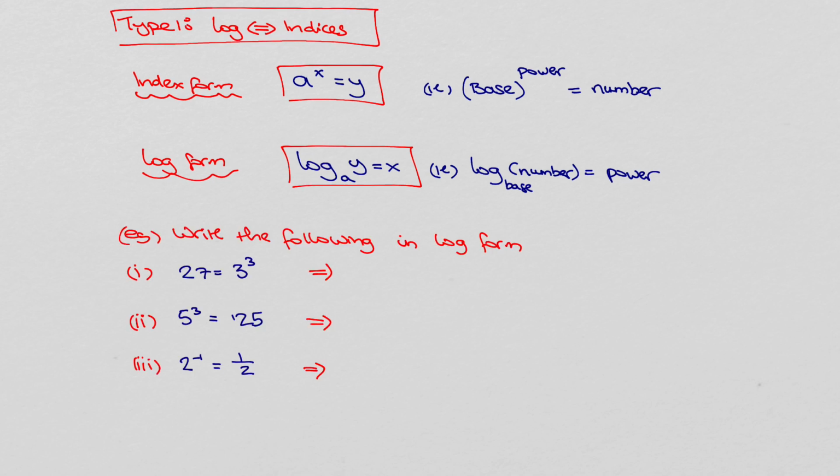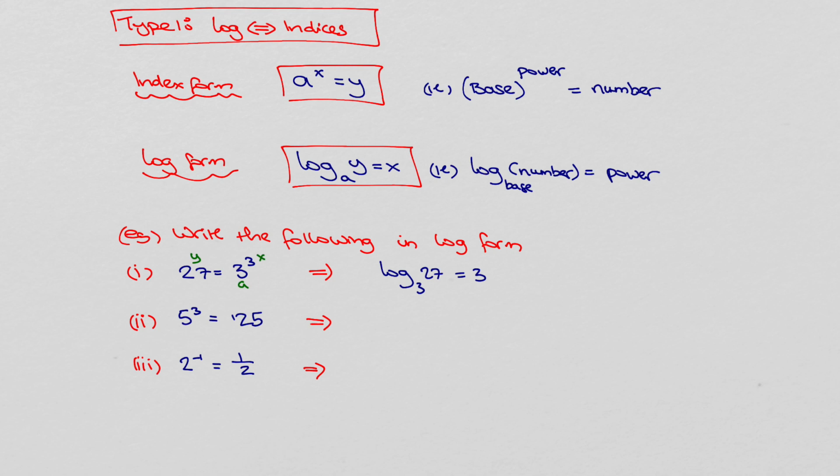With our three examples, we're going to write 27 equals 3 cubed in log form, 5 cubed equals 125 in log form, and 2 to the minus 1 equals a half in log form. I'm going to write the letter a. We write a to the power of x equals y, so a is 3, x is 3, and it equals a number which is y. Applying that to the log, it's log y to the base a equals x, so that's log 27 to the base 3 equals 3.